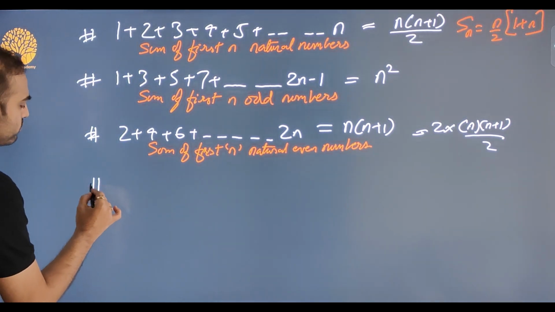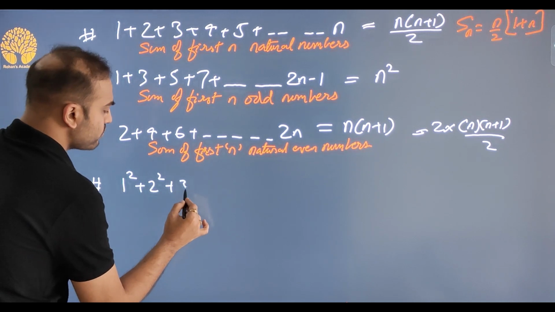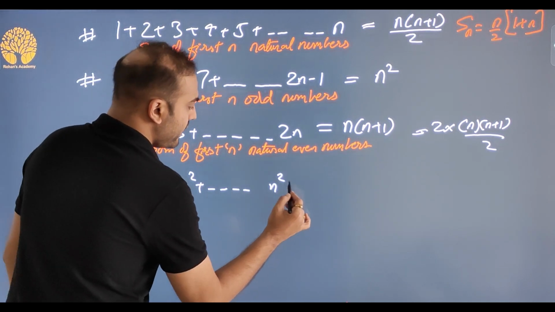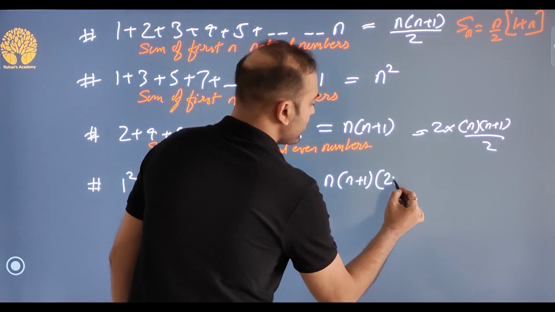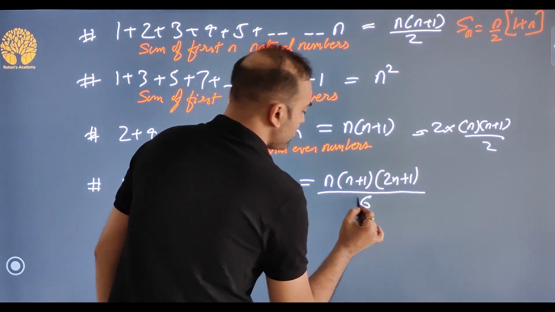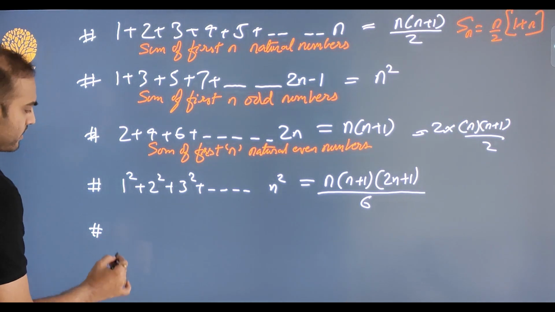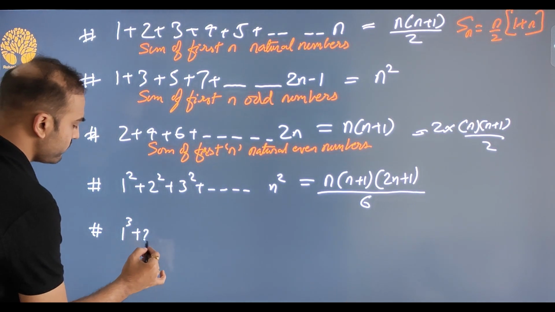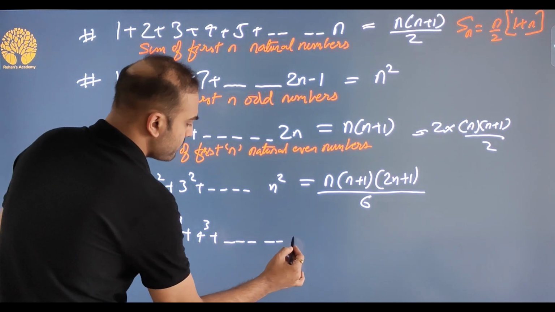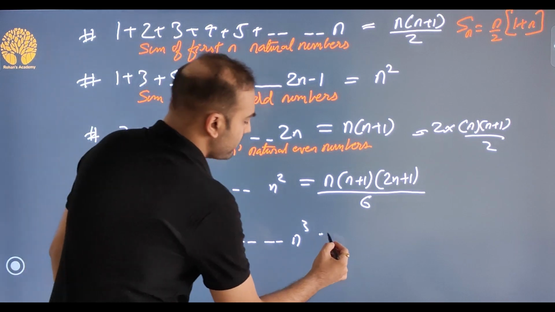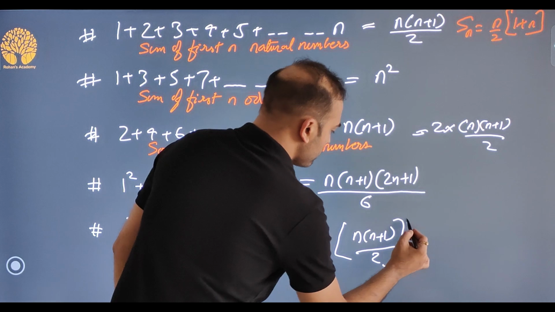Apart from this, there are 2 more series that we can learn. That is sum of squares. 1 square plus 2 square plus 3 square till n square. Right? This is n into n plus 1 into 2n plus 1 whole divided by 6. Okay. And cubes. 1 cube plus 2 cube plus 3 cube plus 4 cube till n cube. That is n into n plus 1 by 2 the whole square.